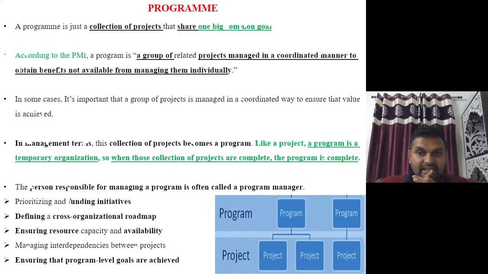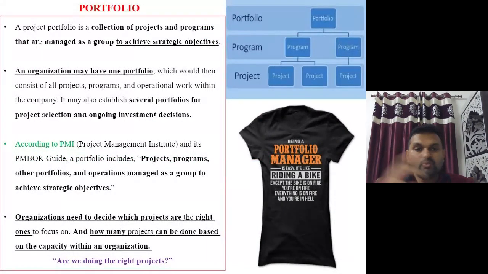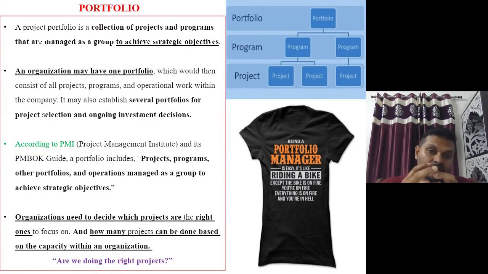Similarly, the third part is the portfolio. Now, as we can see in the diagram, the portfolio is at the top. So the portfolio again consists of programs, and a program again consists of projects. So what is a portfolio now? A portfolio is a collection of programs and projects both, to achieve a strategic objective of the company.